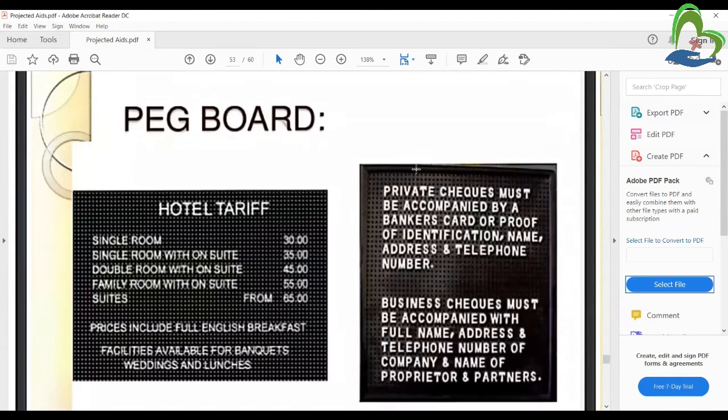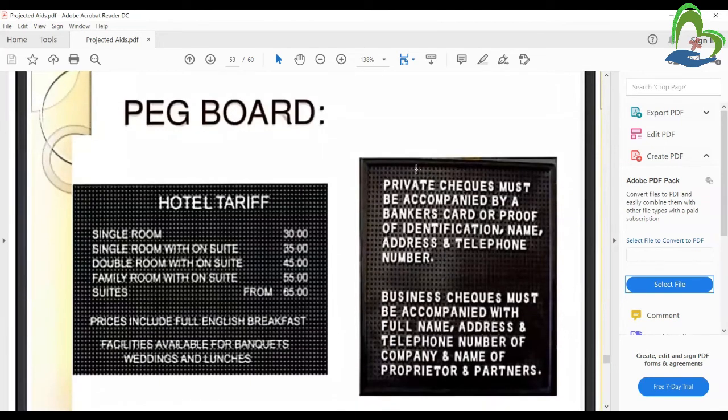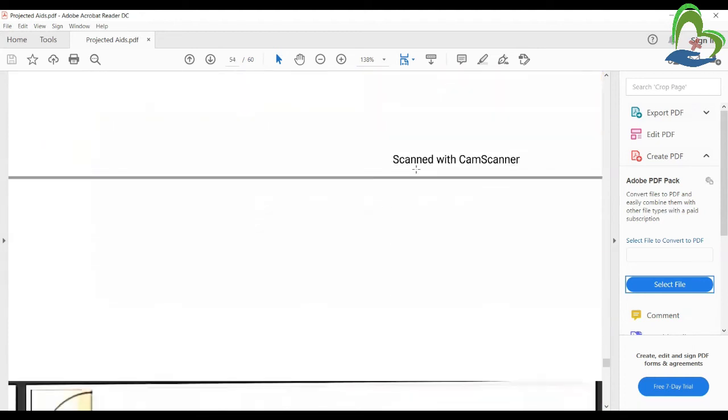Then PG boards, like in hotel trips. On these boards in hotels, a single room, double room and all prices are shown. This is good for information in the highlights board, with lights, right?